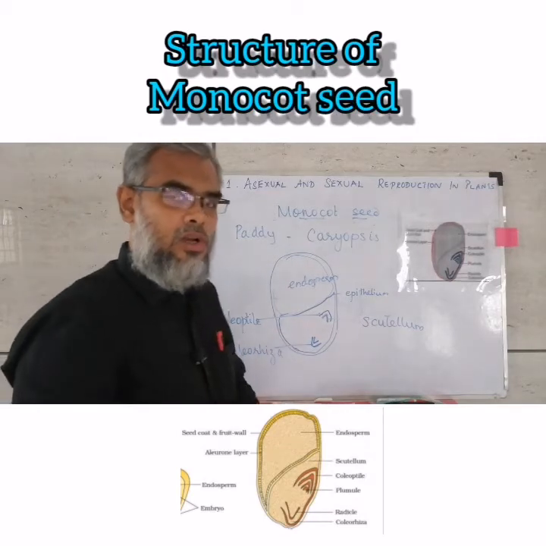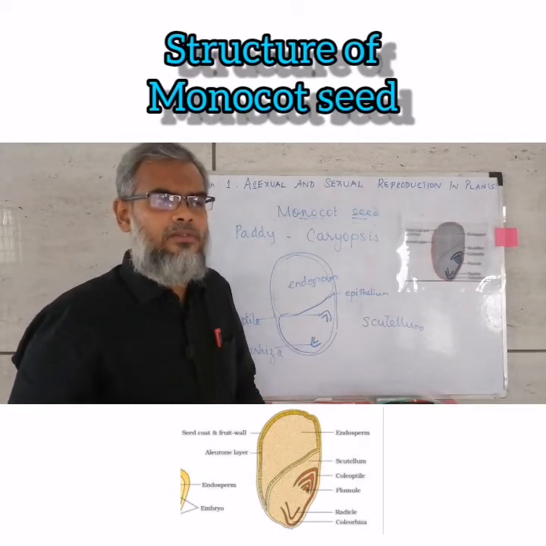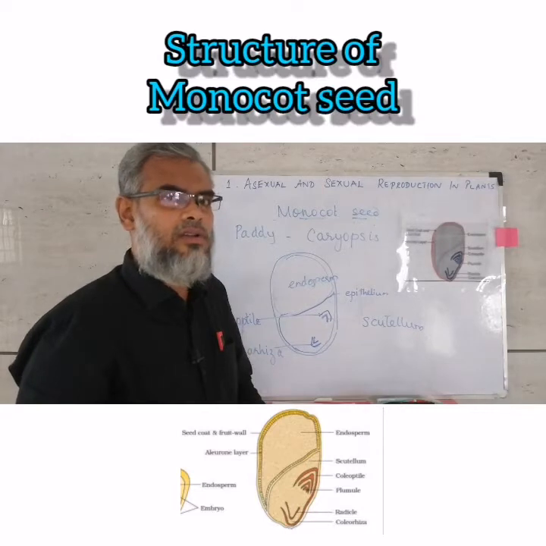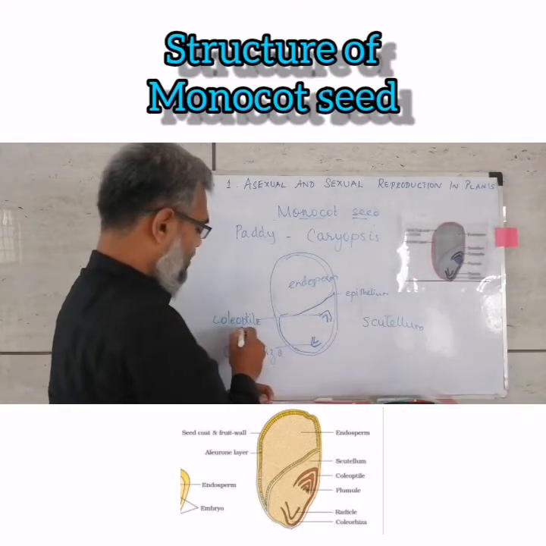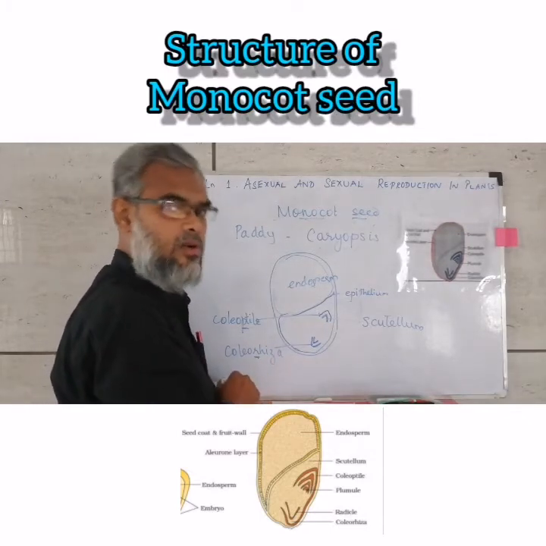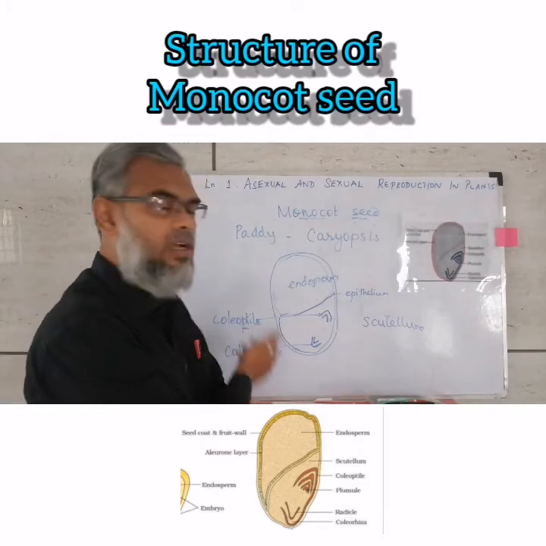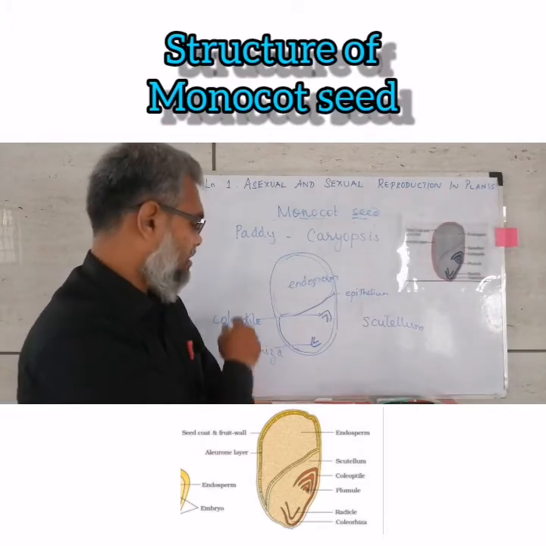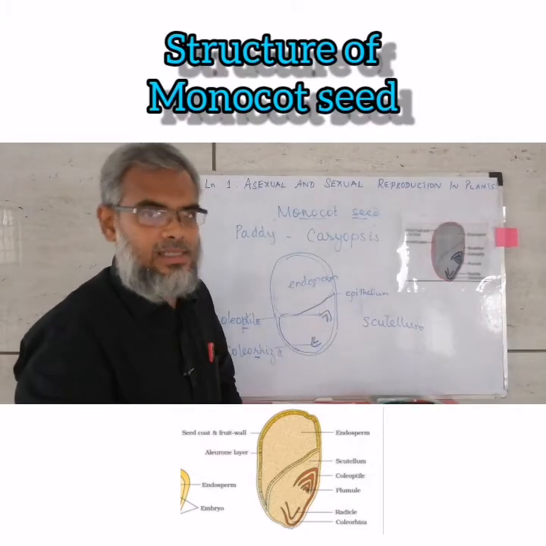Coleorhiza. So coleoptile and coleorhiza. To avoid confusion about which is coleoptile and which is coleorhiza, I remember: plumule, P, so it is coleoptile. Radicle, R, so coleorhiza. So we need not get confused with coleoptile and coleorhiza. These are the major parts in the monocot seed.